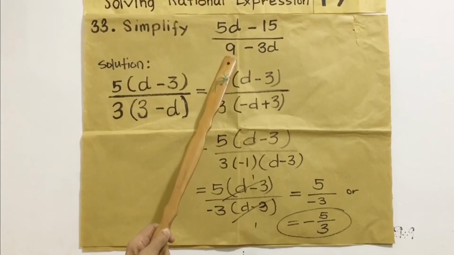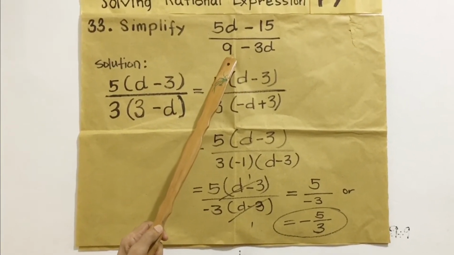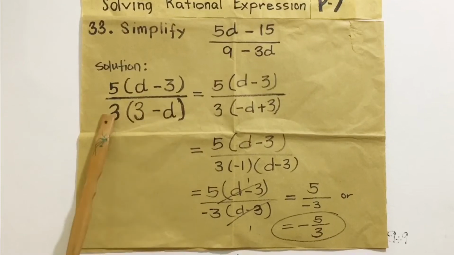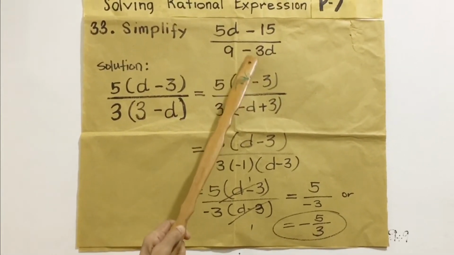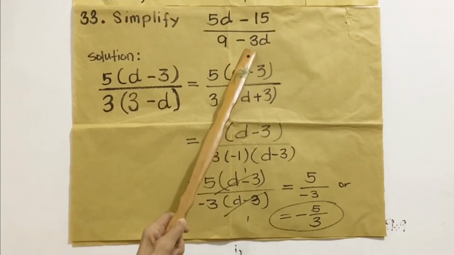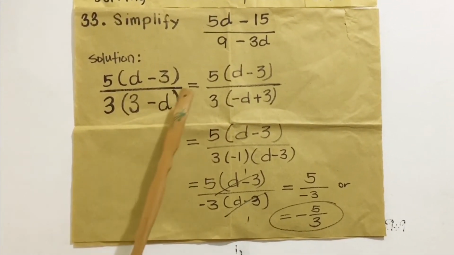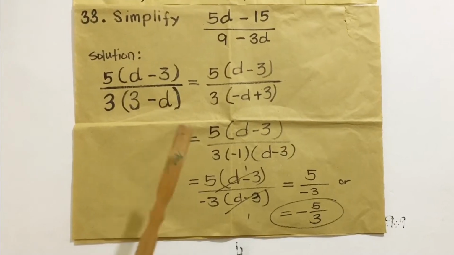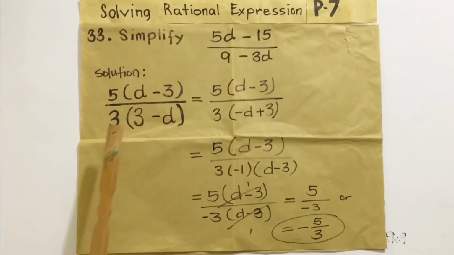And then the denominator: the factors of 9 are 3 and 3, and the factor of negative 3d is negative d. So we're going to divide. Negative 3d divided by 3 equals negative d only. So this is now the result.